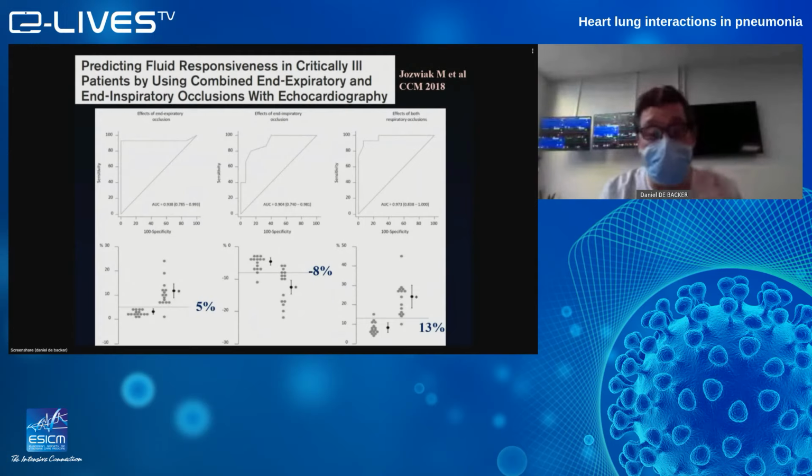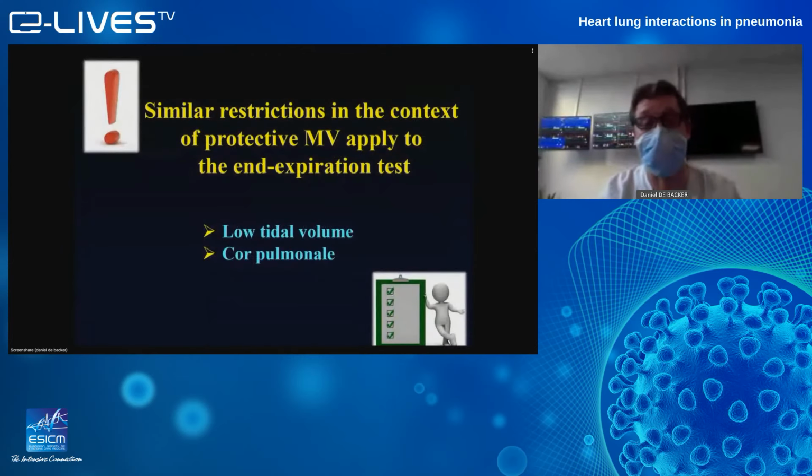One of the things is that the cutoff of 5% is a little bit minimal, and one way to perhaps have a better prediction is to combine the end-inspiratory with end-expiratory occlusion, so that we have the effects of both respiratory occlusions, which predicts the response to fluid much better than any individual occlusion. And especially the cutoff here of 13% is much easier to detect than a cutoff of 5% or 8% in the other way around.